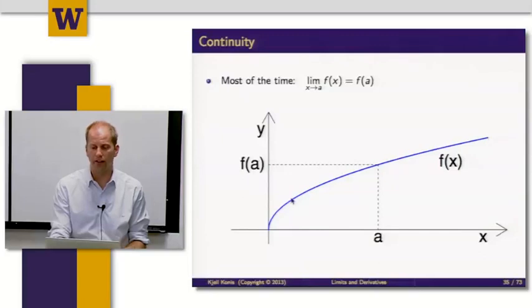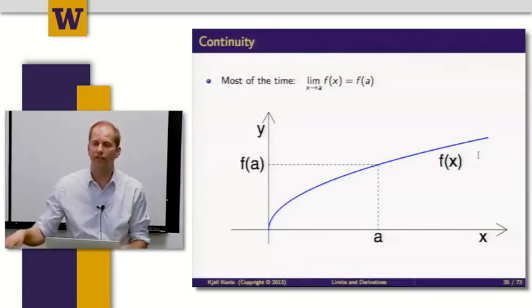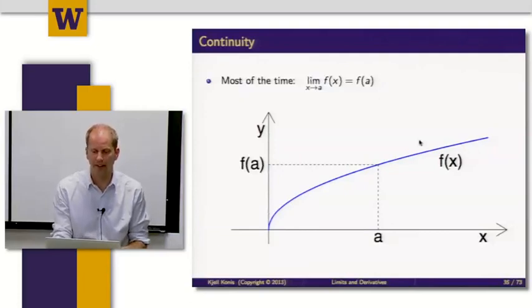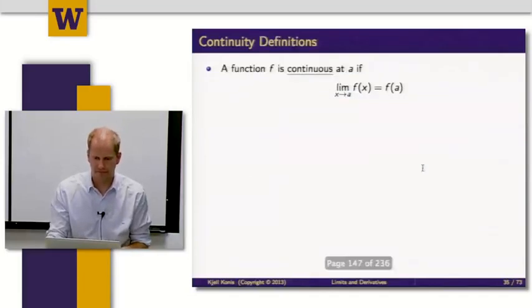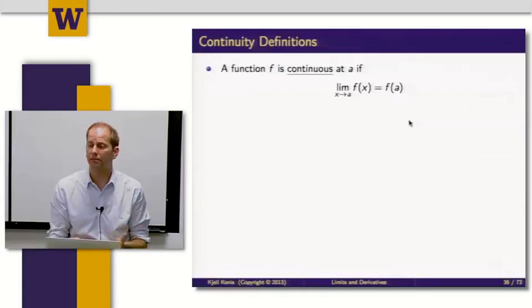If this blue curve is my function f of x, then you can think of it as a function's continuous if I could draw the curve associated with that function without lifting my pencil off the piece of paper. And so if I have a point A on the x-axis and input A, and if I just move along the curve until I get to A, then the value of that point should be equal to f of A. And so that's actually the concept of continuity. That's the definition of continuity.